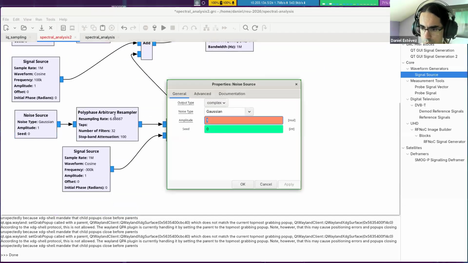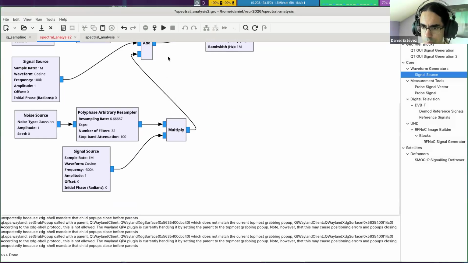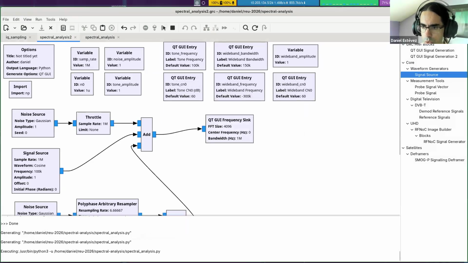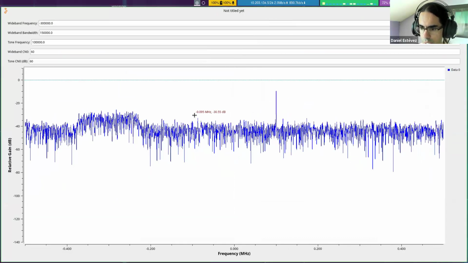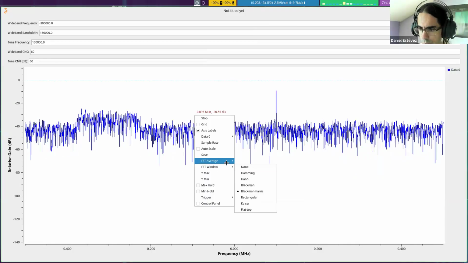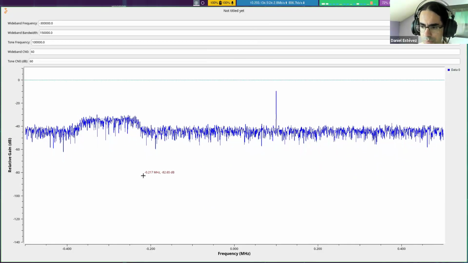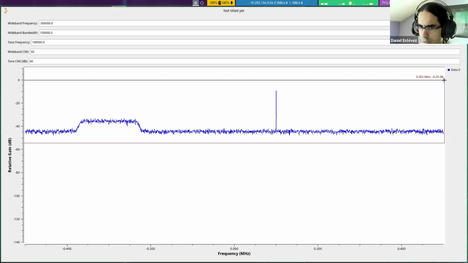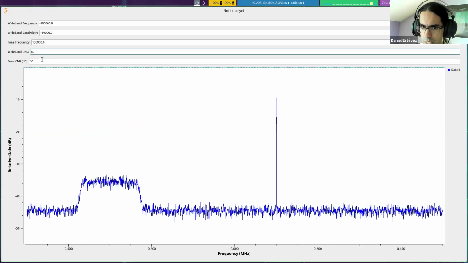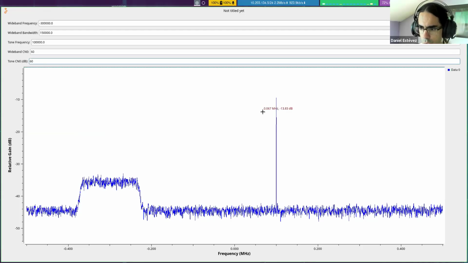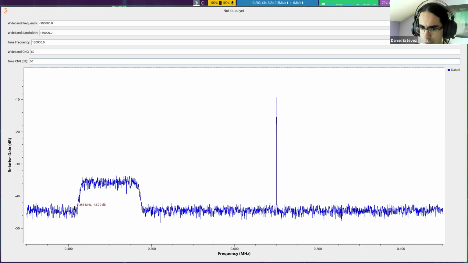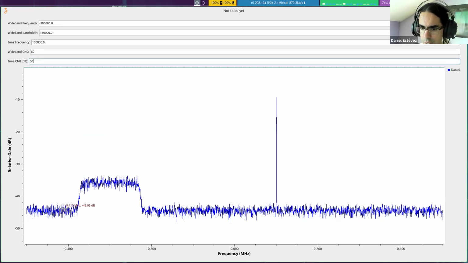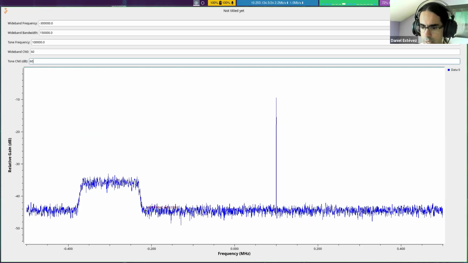And now we can set the wideband amplitude here. So that's how it works. And I can set the average to high. And now, because of the way we have set the values, we have 60 dB on both of them. So this tone and this wideband signal have the same power.